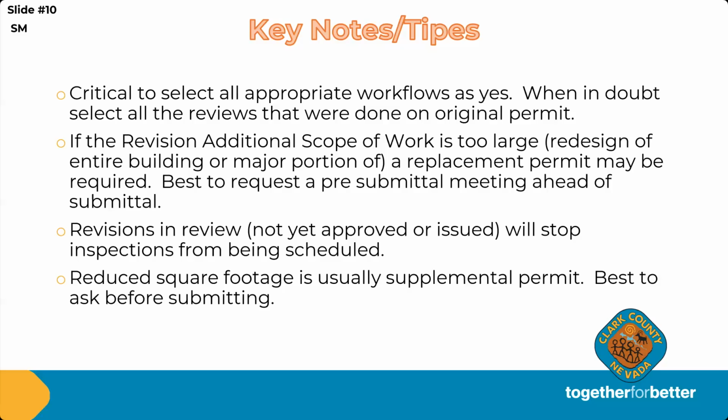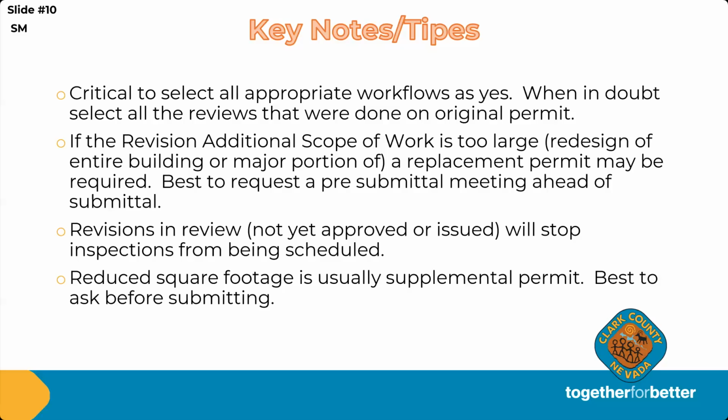Revisions that are in review and are not yet approved or issued will stop inspections from being scheduled. So be mindful of that. I see this come up quite often with our standard plans, because the standard plans, those 43 numbers for tract homes or condos or apartments, townhomes, are affecting multiple buildings being built. If a revision gets submitted into that, then it will prevent you from scheduling the next inspection. So just be careful on your timing on that.